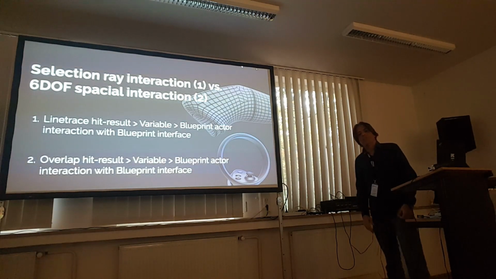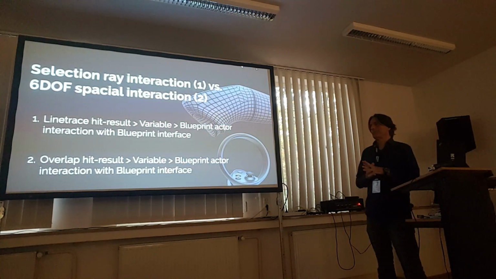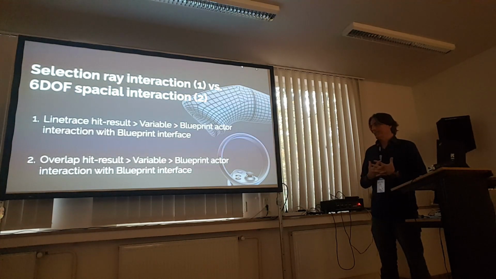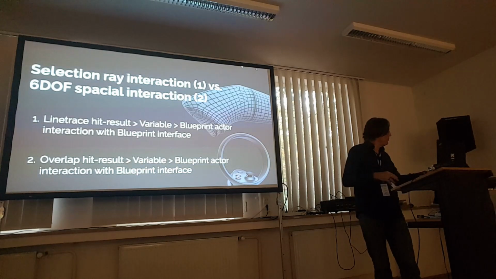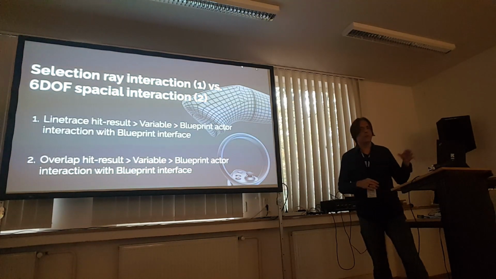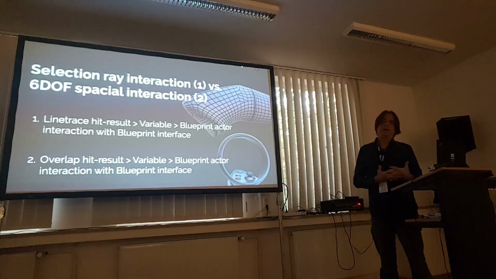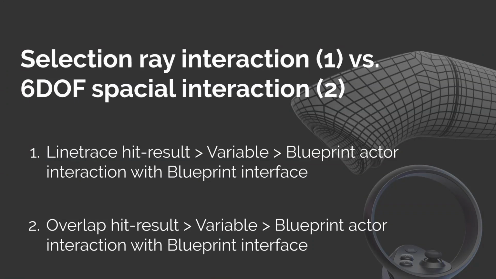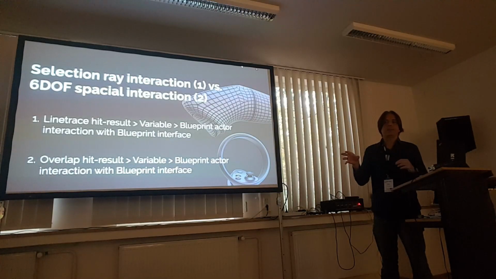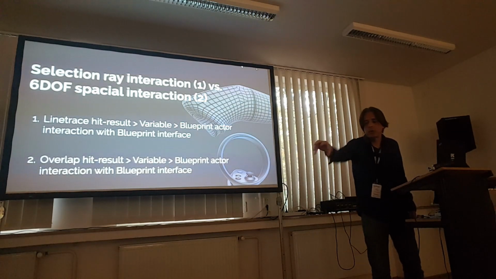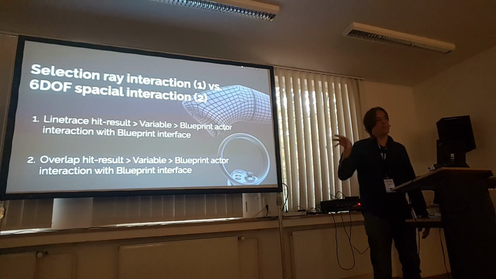And one thing I want to point out is that most of the tutorial projects in my book are based on selection ray interaction, which means you use a laser pointer to grab things and to interact with objects. While, for example, in the VR template, you're using 6-DoF spatial interactions. Basically, you have to reach out to grab an item, basically with overlap.